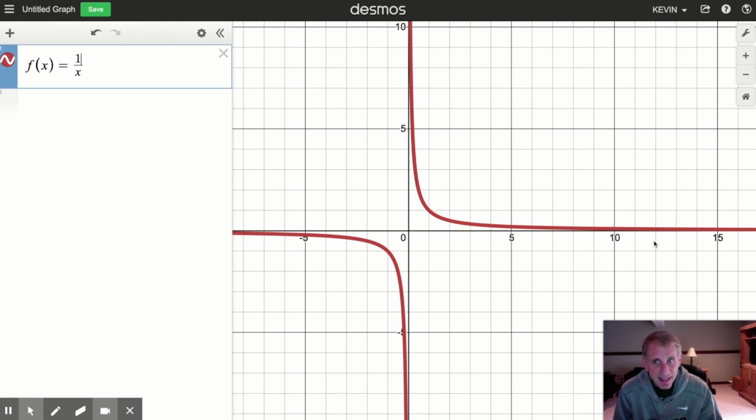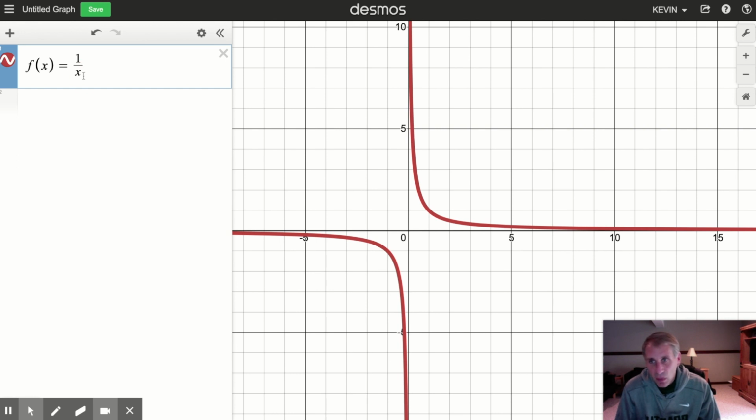Also here we see as x approaches 0 from the right, f of x is going towards infinity. As we approach 0 from the left, it's going towards negative infinity. And by the definition I just gave you for vertical asymptotes, this means that there is a vertical asymptote for f of x at 0.